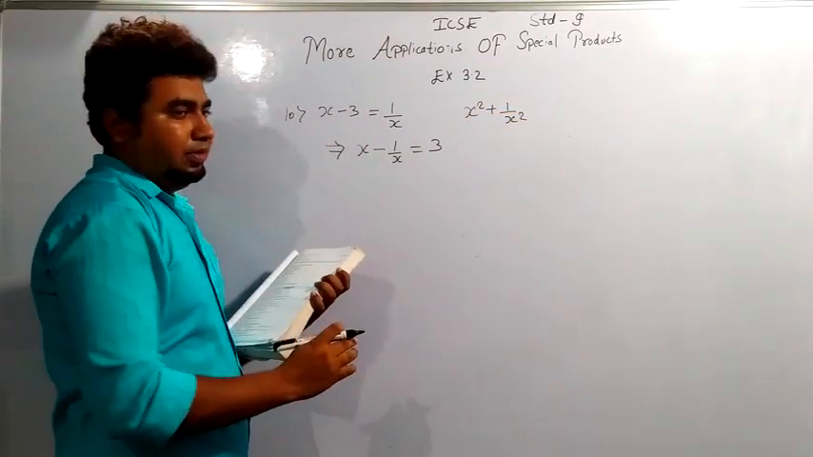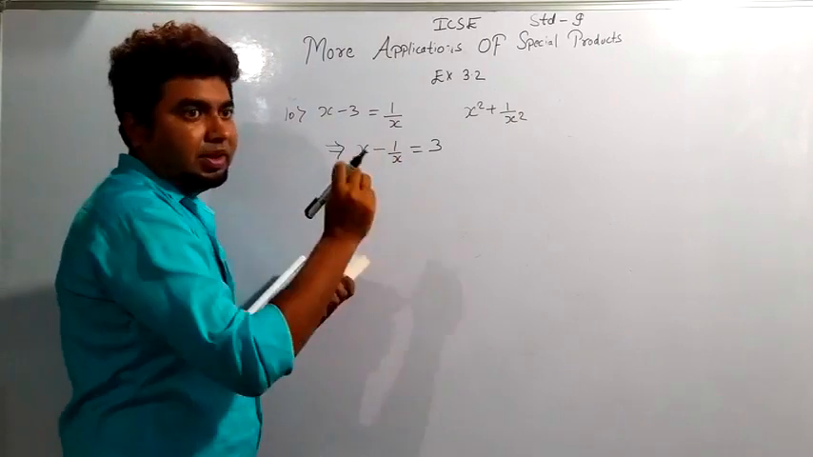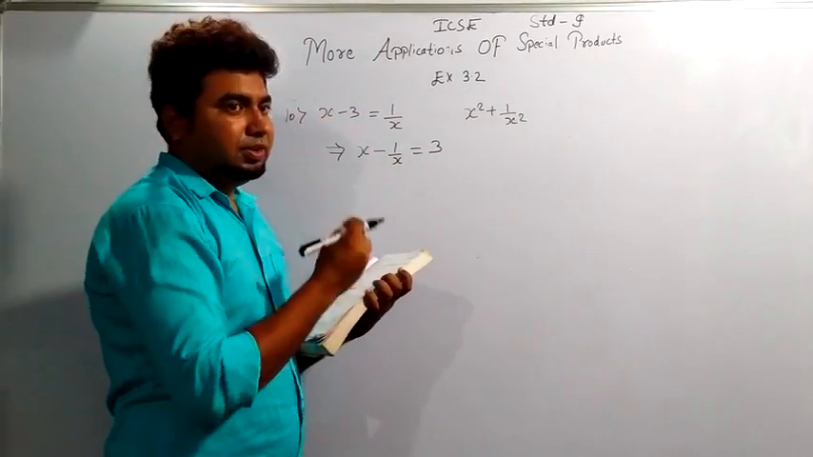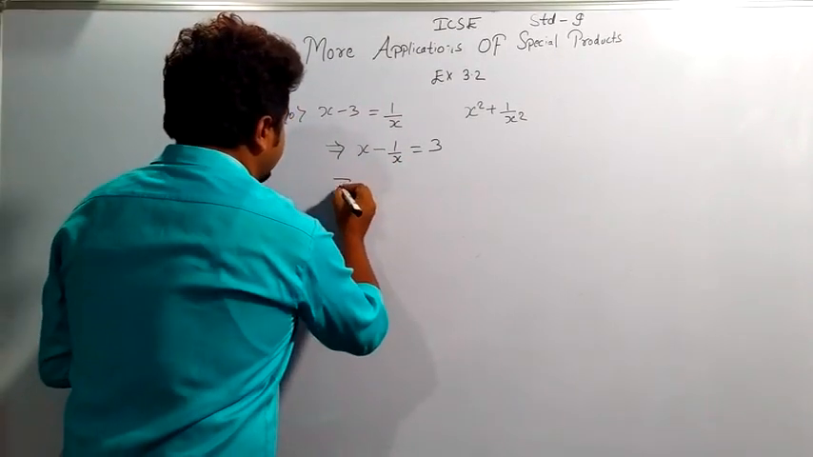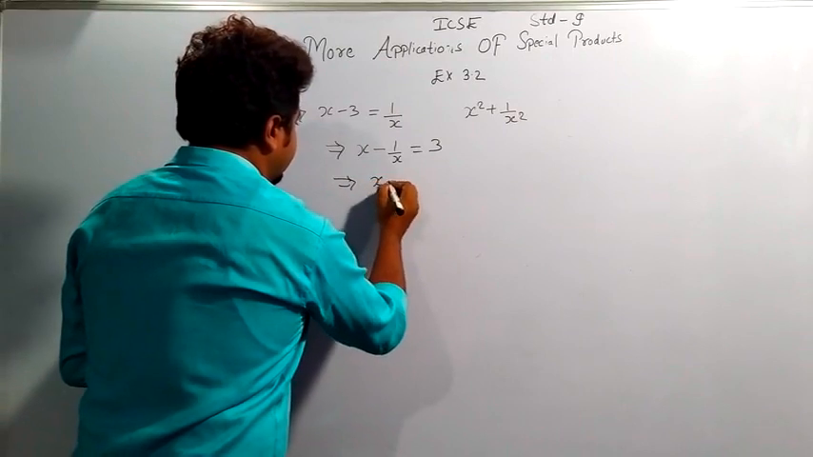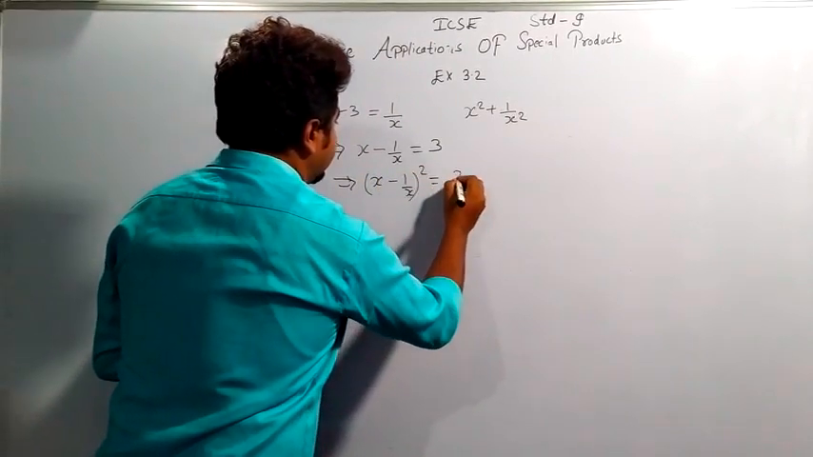Then again x minus a minus b. Here a is x and b is 1 by x. Nothing is changing here. A is x and b is 1 by x. Now again we can square here. x minus 1 by x whole square is equal to 3 square.